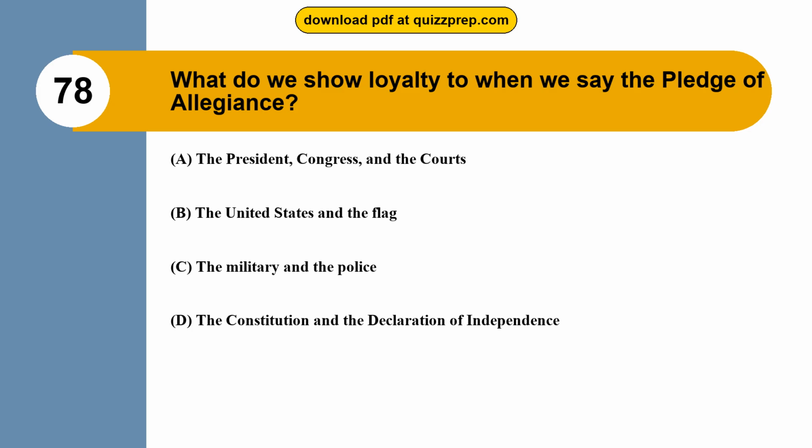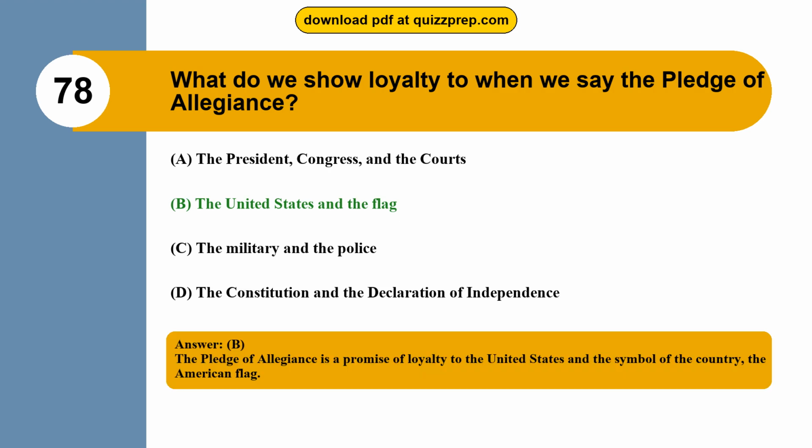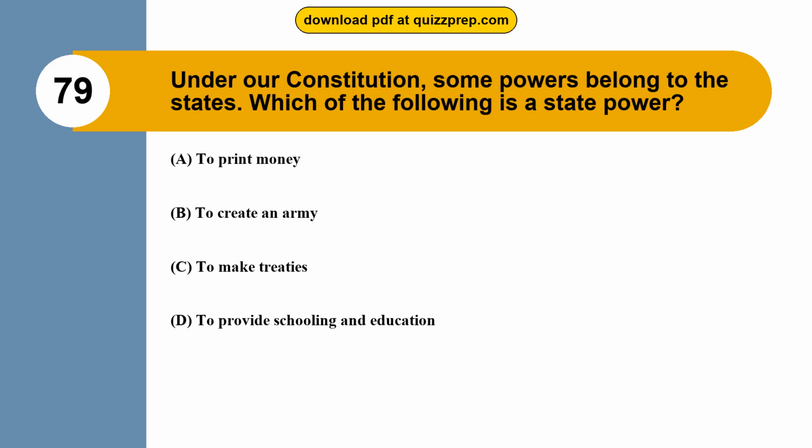Question 78. What do we show loyalty to when we say the Pledge of Allegiance? Option A, the President, Congress, and the courts. Option B, the United States and the flag. Option C, the military and the police. Option D, the Constitution and the Declaration of Independence. The correct answer is option B, the United States and the flag. The Pledge of Allegiance is a promise of loyalty to the United States and the symbol of the country, the American flag.